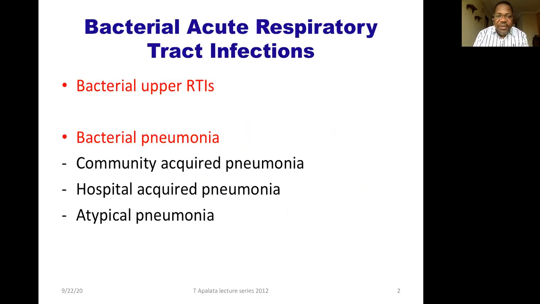So, the bacterial acute respiratory tract infection can be divided in two main parts. We have bacterial upper respiratory tract infection, and we have bacterial pneumonia. And the bacterial pneumonia, we will subdivide into three parts. We will discuss community-acquired pneumonia, hospital-acquired pneumonia, and atypical pneumonia. So this is the classification that we are going to follow.